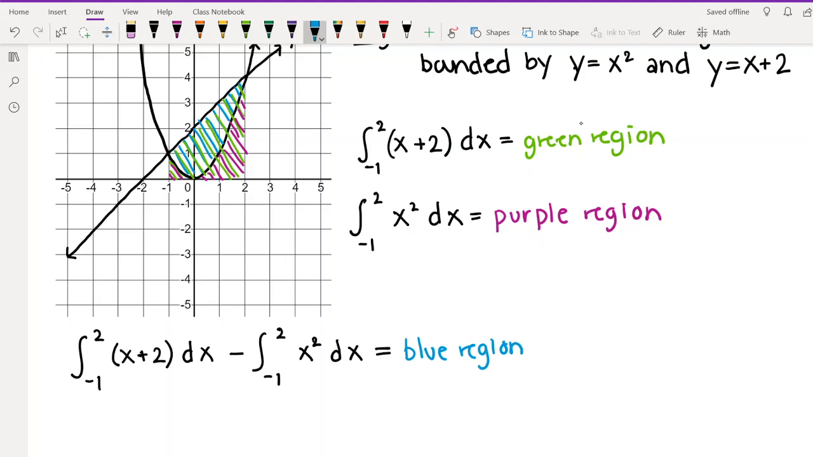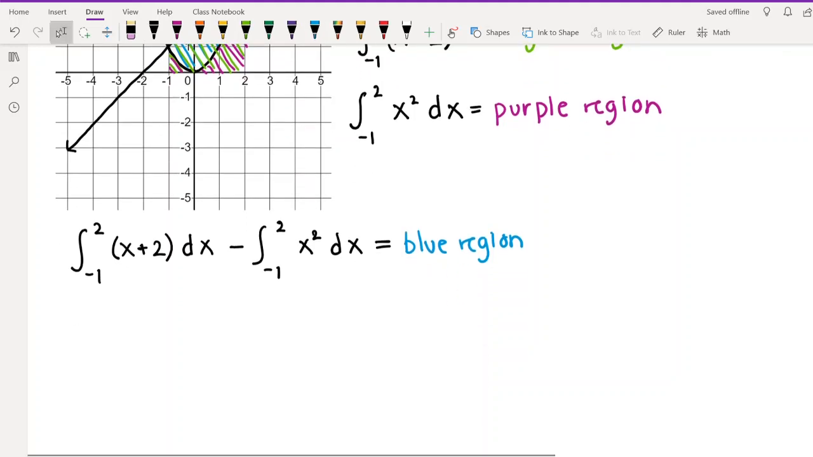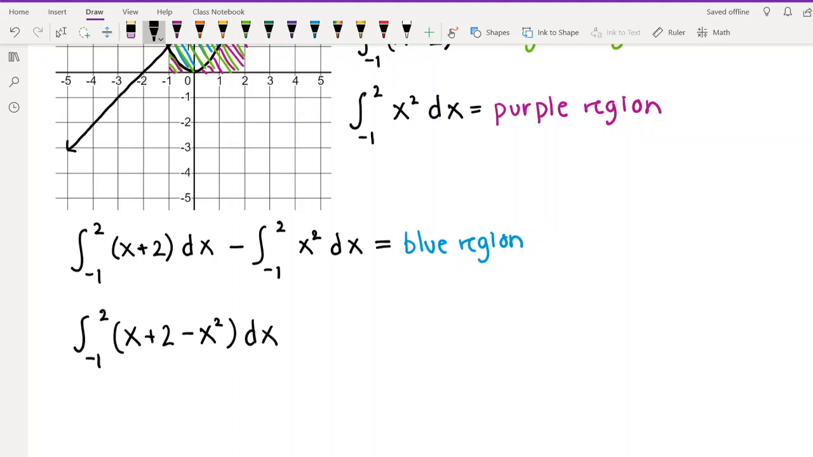And then what would be maybe a nicer way to do this? I mean, we could leave it written as is, but notice that our two bounds are the same, right? We're subtracting the integrals of two different functions, but the bounds are the same. And so remember, if the bounds are the same, you can either split an integral apart or put it back together. So the more conventional way to write down this problem would be the integral from -1 to 2 of x plus 2 minus x squared dx. So let me make a note there to show that this is the same as this.